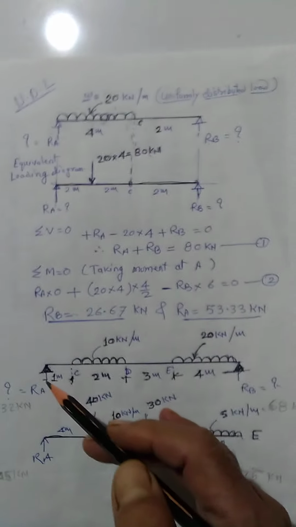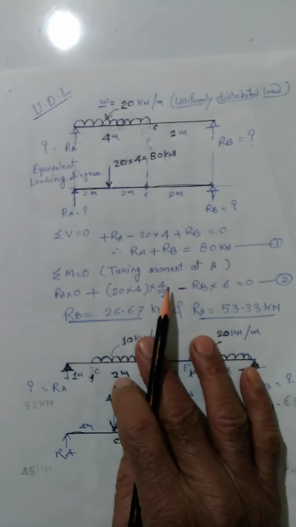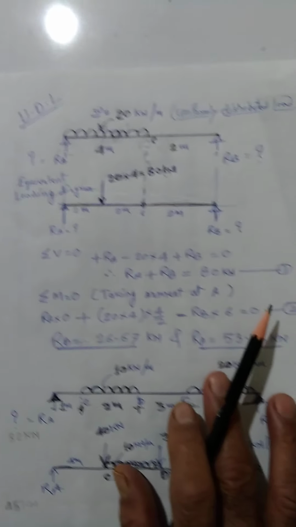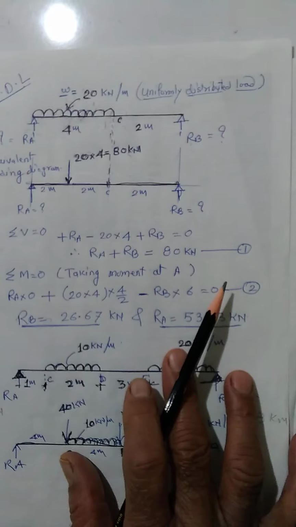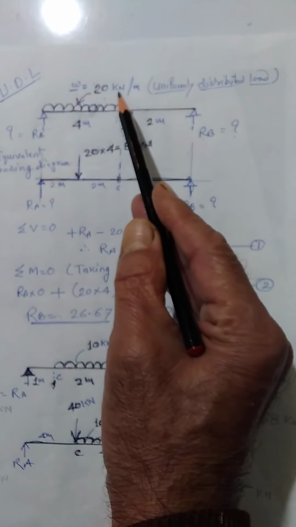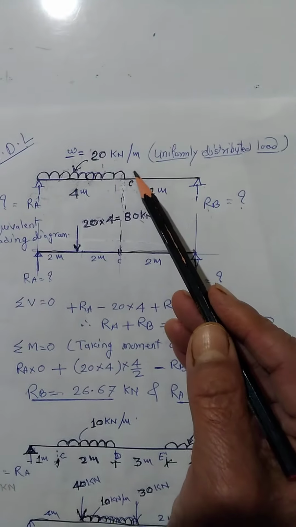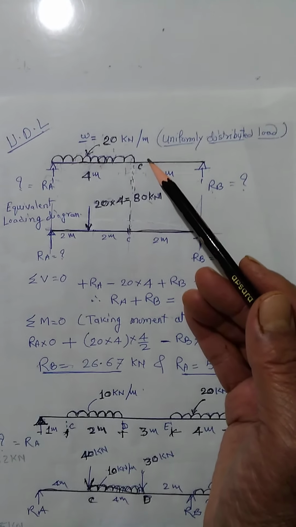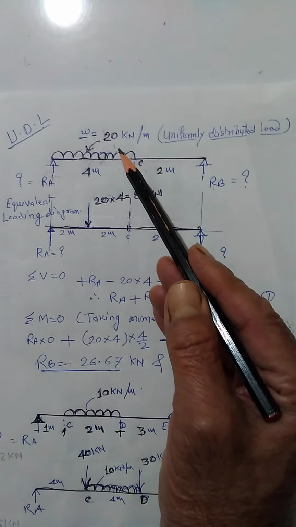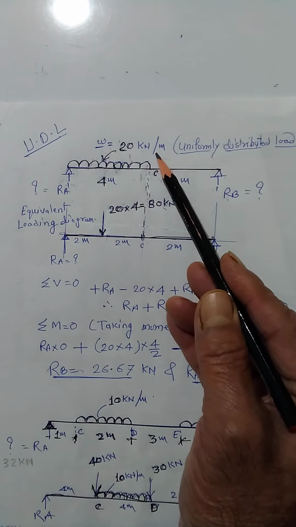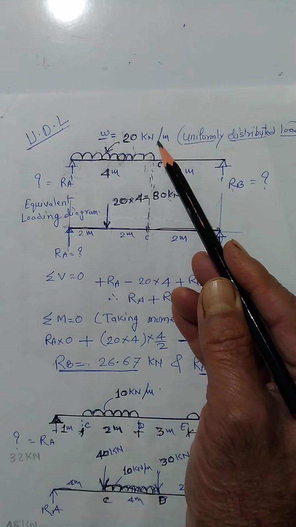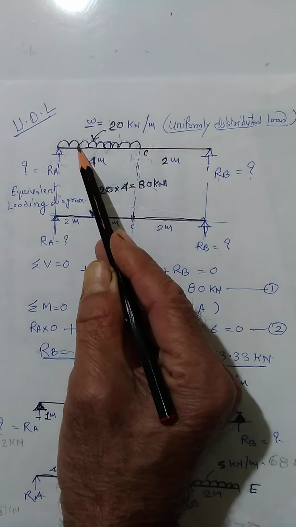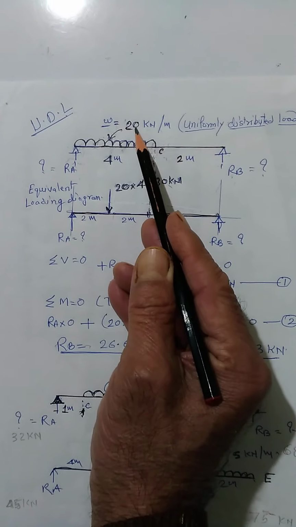which is provided over a certain length, and it is given in kilonewton per meter or Newton per mm or Newton per meter, whatsoever it may be. What exactly does it mean? I have written 20 kilonewton per meter. What does it mean? It means for a 1 meter length, the magnitude of this load is 20 kilonewton.